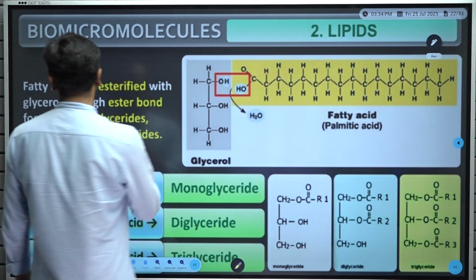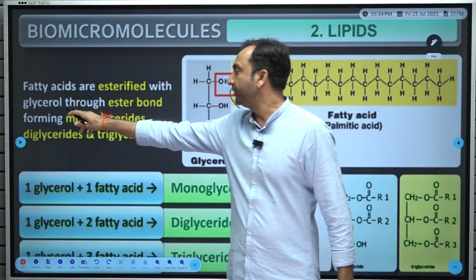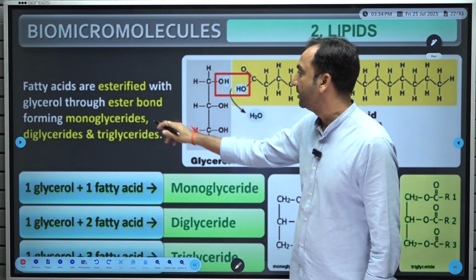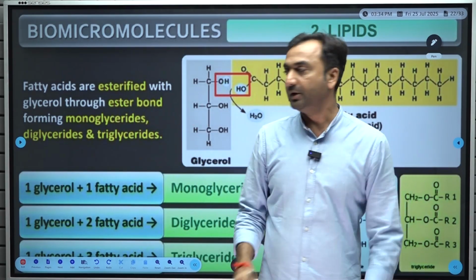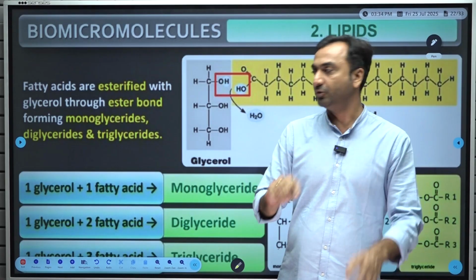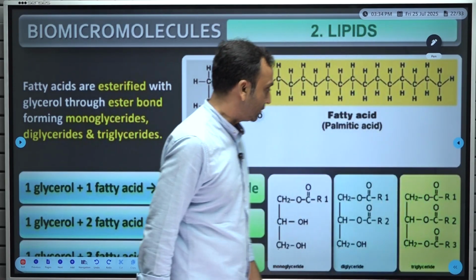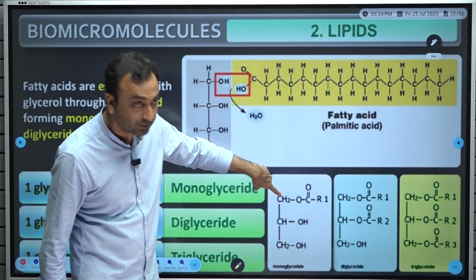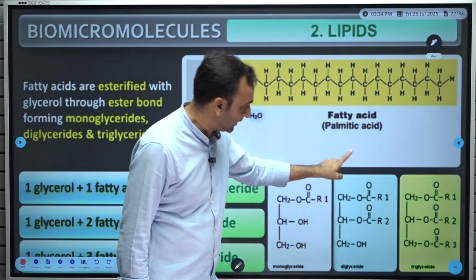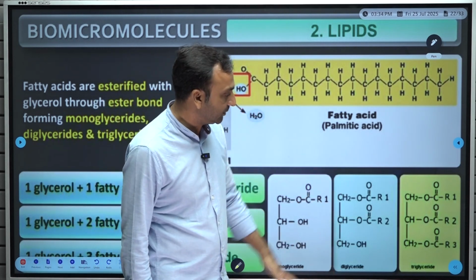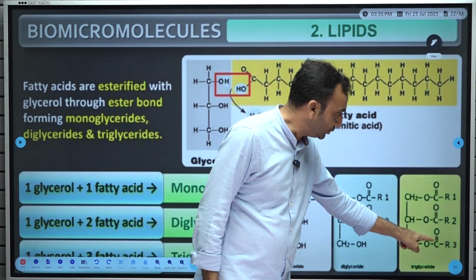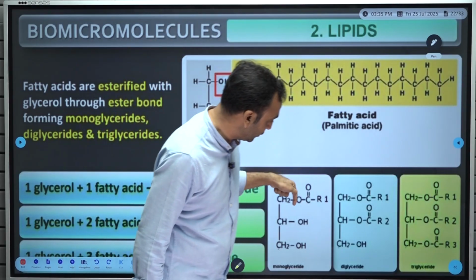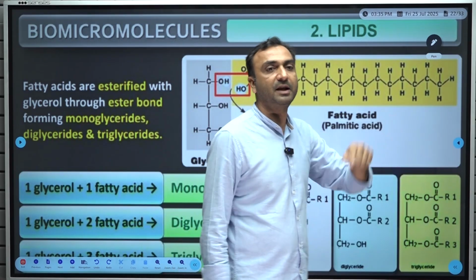Okay. So fatty acids are esterified with glycerol through an ester bond, forming first a monoglyceride when one attaches, a diglyceride when a second joins, and a triglyceride when the third joins. This monoglyceride has R1 joined at the first carbon position. This is the diglyceride, where the second joins on the second carbon, and this is the triglyceride. 1, 2, 3, all three are joined. So this is monoglyceride, diglyceride, triglyceride.